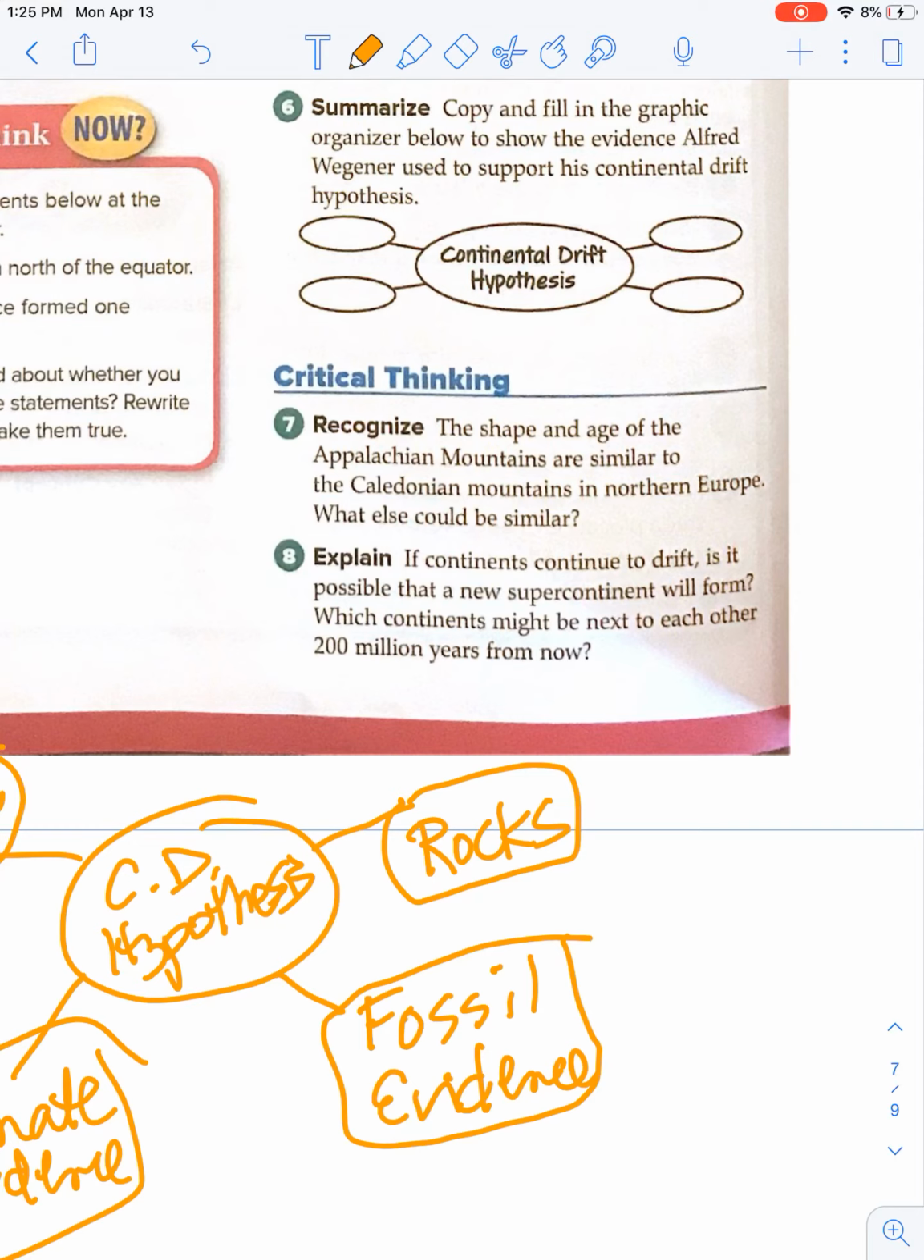Number 8, explain. If continents continue to drift, is it possible that a new supercontinent will form? Which continents might be next to each other 200 million years from now? Well, we just found out that North America was moving towards Asia, right? So a supercontinent could be formed. It says North America will move toward Eastern Asia, while South America will move towards Central America. India will be incorporated into Asia, and Northern Africa will collide with Western Europe.